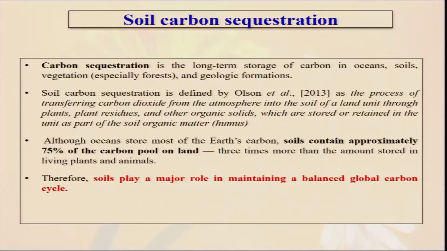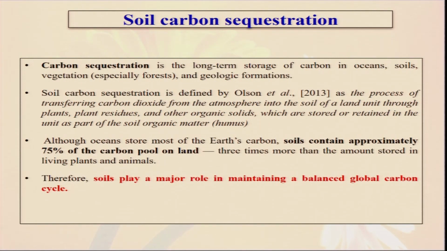So carbon sequestration is defined as the long term storage of carbon in oceans, soils, vegetation and geologic formations. It is defined by Olsen as the process of transferring carbon dioxide from the atmosphere into the soil. So this carbon dioxide is present in the atmosphere. There we have to keep some mechanism by which we can capture this and put it in the soil.